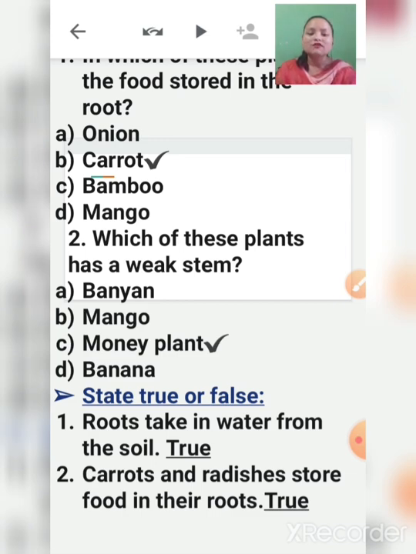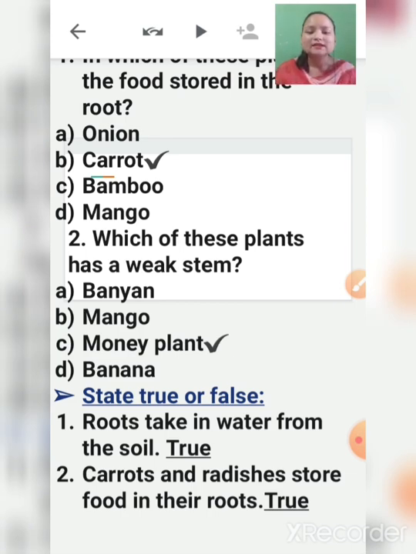Now true or false? Roots take in water from the soil, right? Roots take water from where? Water and minerals from the soil. They go deep down in search of water and minerals. Roots take water and minerals from the soil, and from there it goes to the stem, and then the stem carries it to the leaves, and leaves make food, and the food made by the leaves is again carried by the stem to all the parts of the plant.